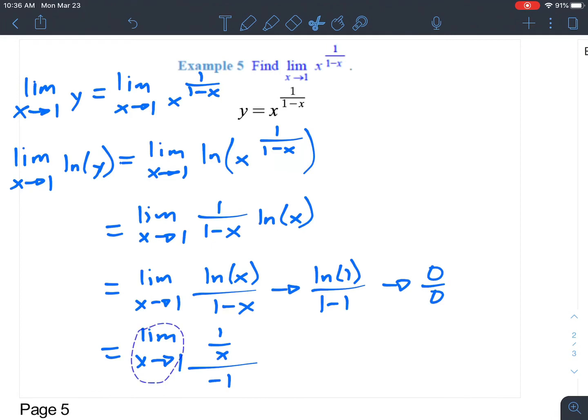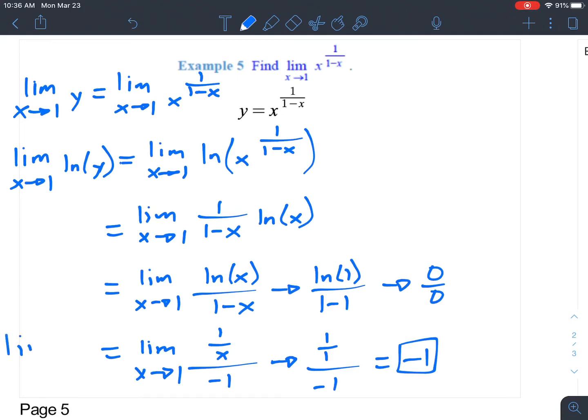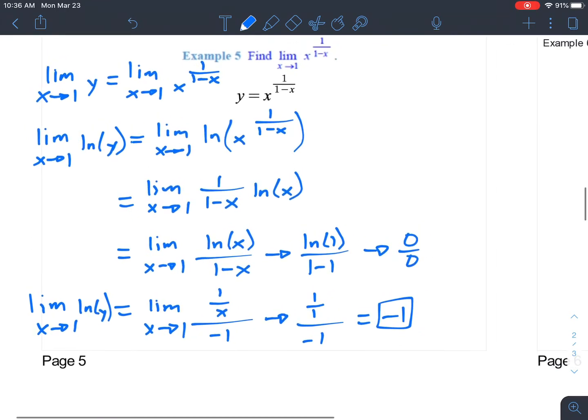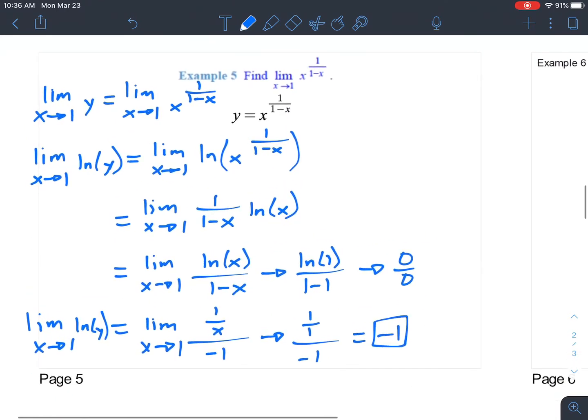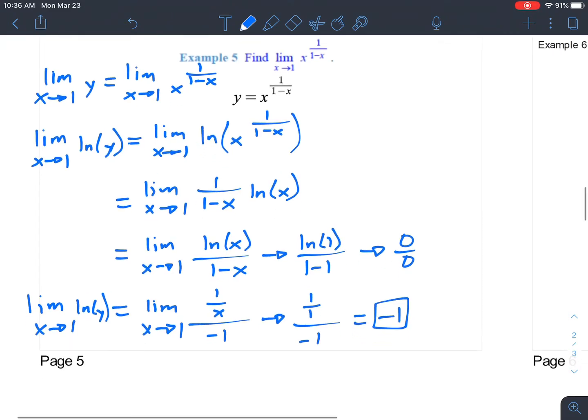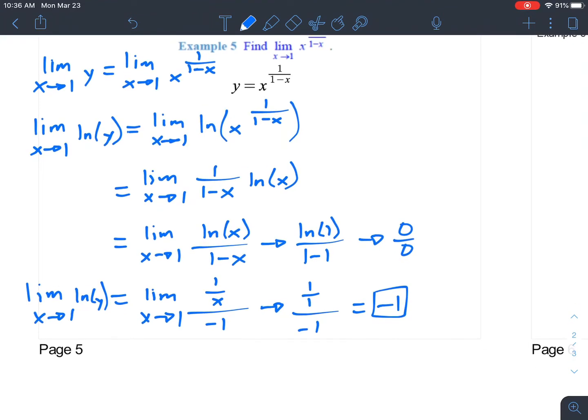And now that we have that, we are able to just put in 1. 1 over 1 all over negative 1, and we get negative 1. Now I'm going to bring back the left side of our equation because what we have now is we have shown that this limit is equal to negative 1. But that's not entirely what our question was that we were being asked.